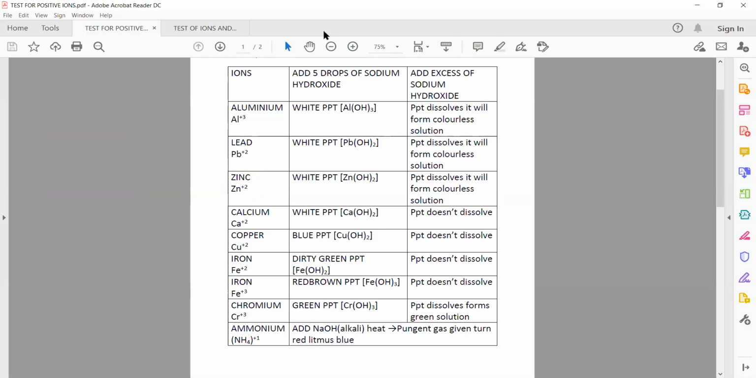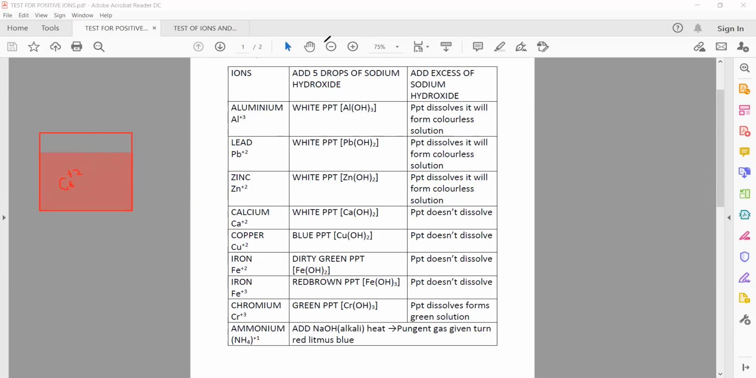If you have a salt containing calcium, and you add sodium hydroxide, what is the observation? It will form a white precipitate, a white solid, and in excess, the precipitate does not dissolve, or it will remain the same. For example, you have a container with a calcium salt. The positive ion is calcium, so there is a calcium ion.